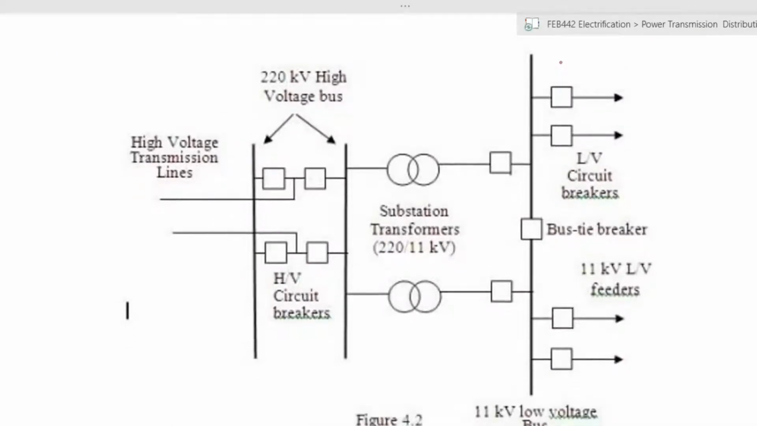So if we look into the schematic layout of a substation, it will look something like this. On this end, we start with high voltage transmission lines. The high voltage transmission lines will come into a substation. Now, in a lot of these setups, you will see quite a number of redundancies and protection systems. Protection systems are there to protect both the power system itself and human beings.